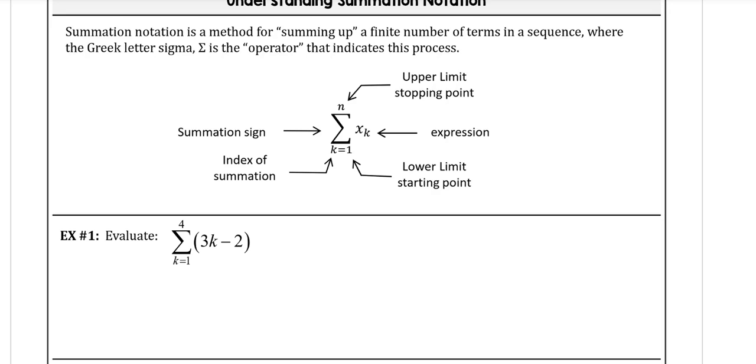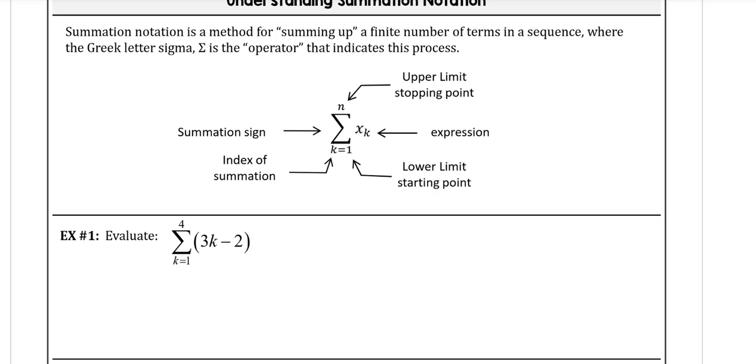It might be the 0th term, it might be the 1st term, it could be the 5th term. Mostly we're going to be focusing on using k as 0 or 1. Then we have our expression, which is in terms of our index k, and the upper number is the stopping limit. How many terms are we going to count? Are we going to count 4, 5, 20, or maybe an infinite number, which is what we're going to get to as we go through this lesson.